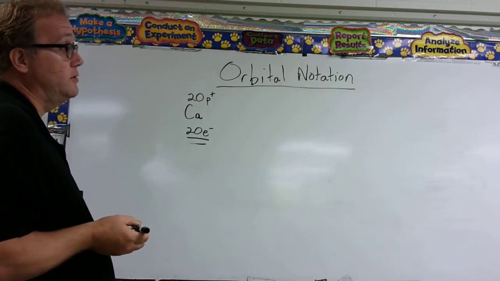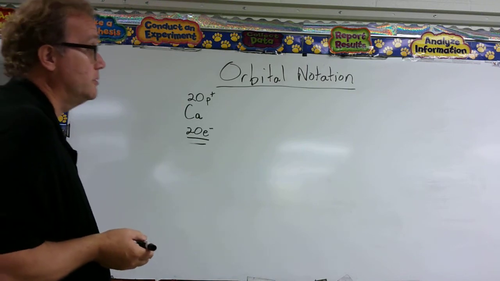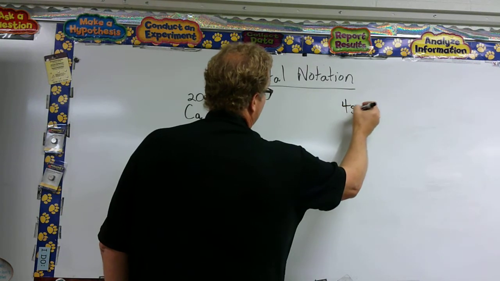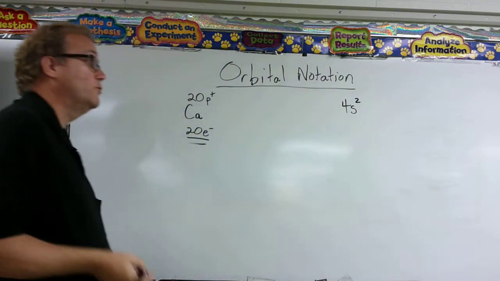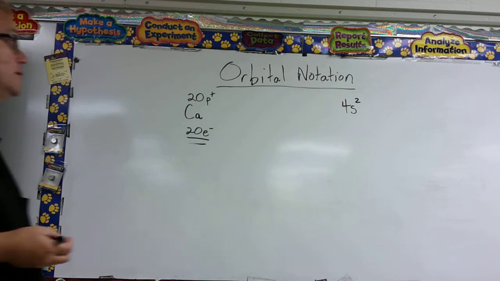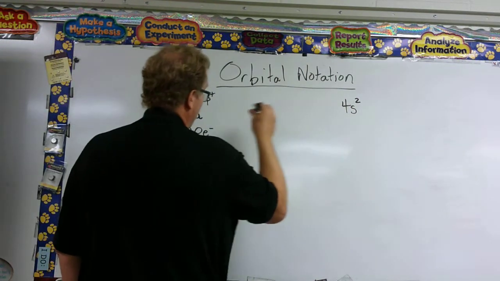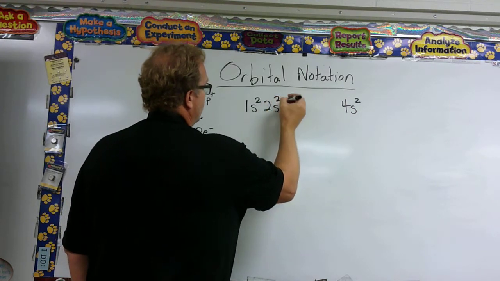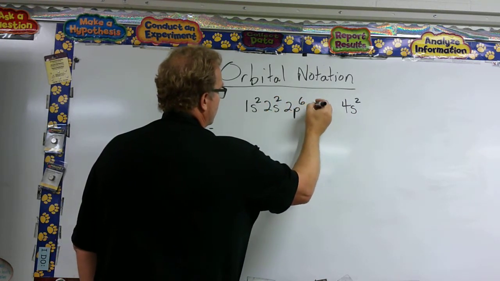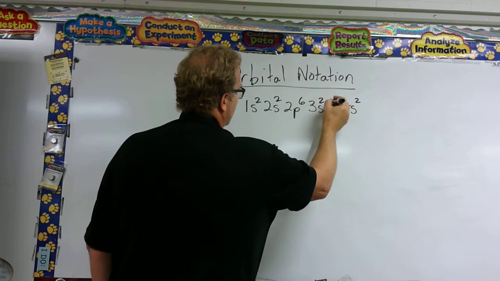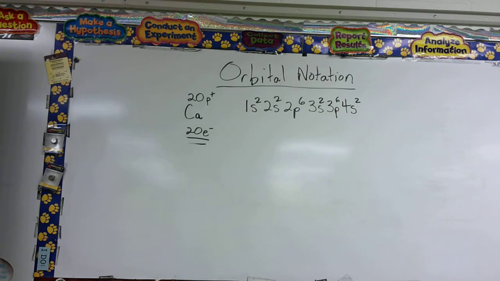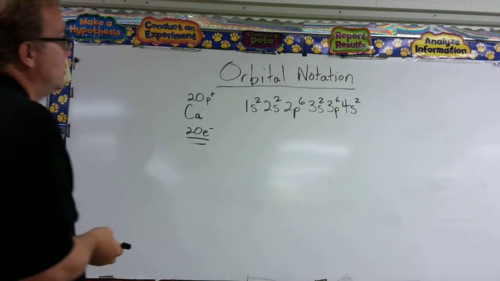First of all, we have to do the electron configuration for it. Now if I look at my periodic table, that shows it. Calcium is 4s2. So we're going to go up to 4s2. 1s2, 2s2, 2p6, 3s2, 3p6. That would be my full electron configuration for calcium.